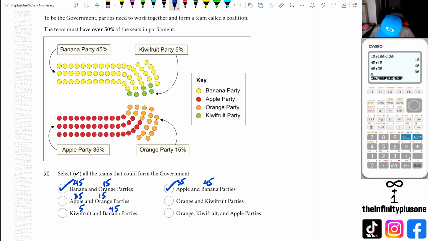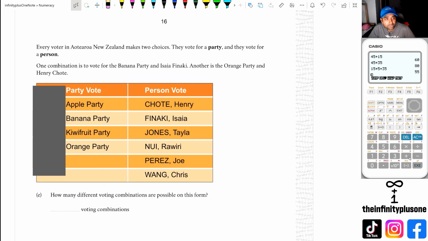Orange and kiwi fruit, 15 plus 5. Nope. Orange is 15, kiwi is 5, apple is 35. 15 plus 5 plus 35, 55. So they're going to be all good to create a coalition there. Okay, and we go down to the last question here.